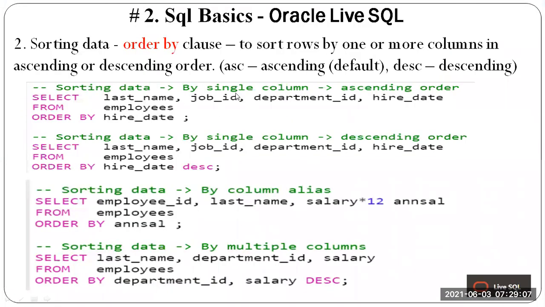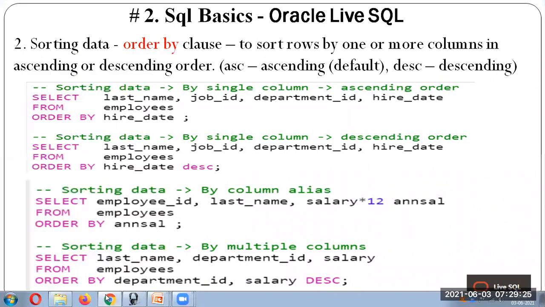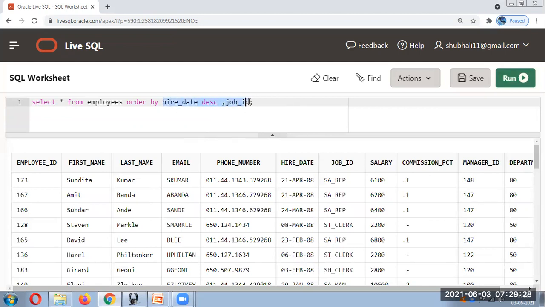arranging your data. You can sort it by a single column in ascending order, a single column in descending order, or by column alias. You can create a column alias. Like you have a salary column, you want to multiply it by 12 and then give an alias name, and then you can use that alias name for sorting the data. So let's try this. Let's say order by, we want to order by salary. We want to give the alias name for salary. So we will write order by salary. Here we will write, let's say, employee ID. We want the employee ID and, let's say, salary.